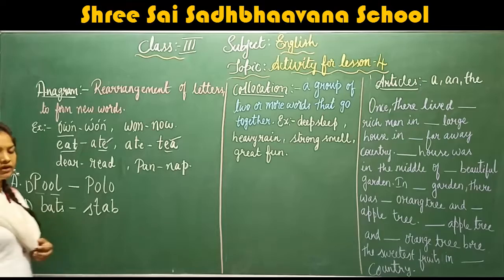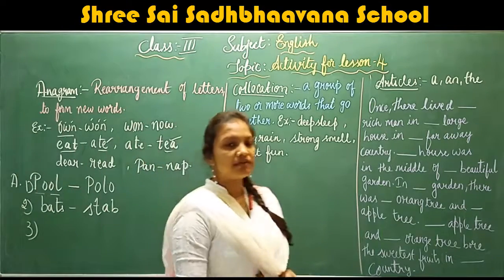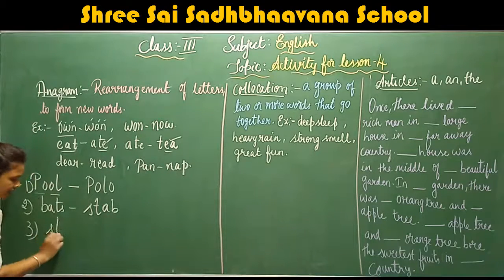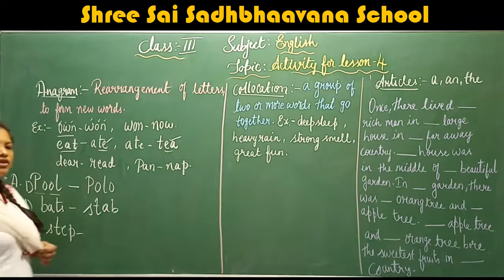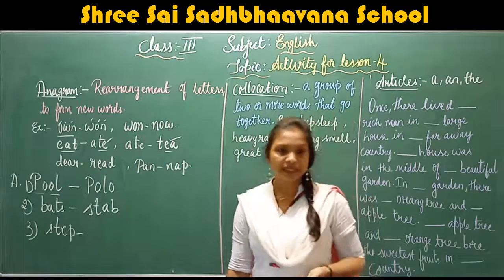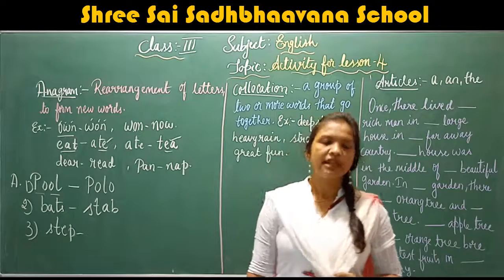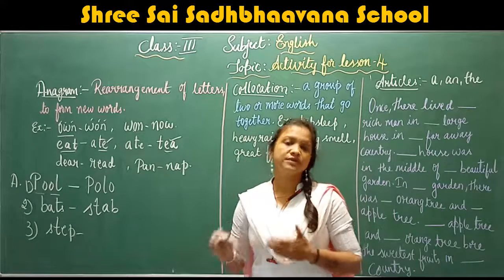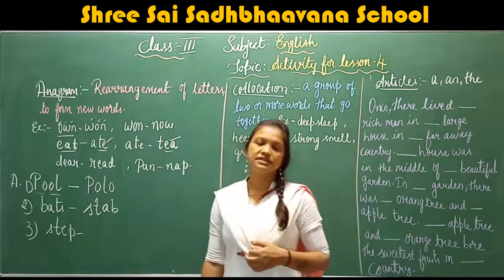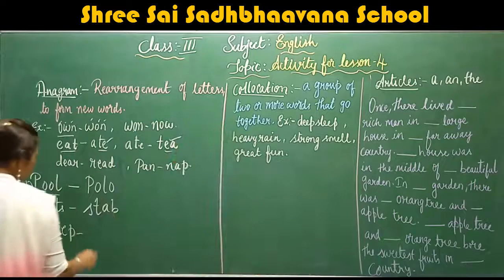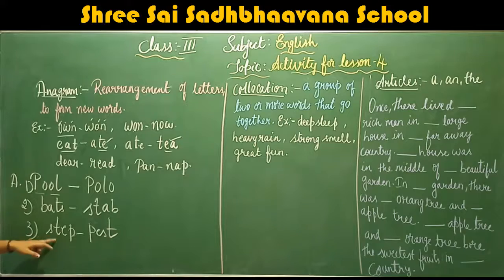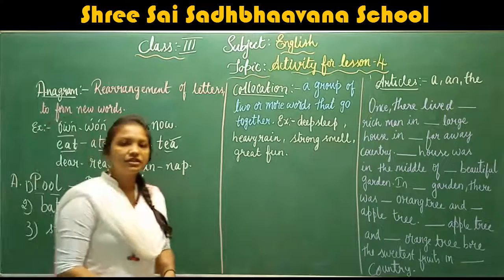Yes. Now next, third one. What is the third word they have given? They have given step, S-T-E-P. What are the options they have given, children? That is H-A-T-S, hats, P-E-S-T, pest, S-T-E-M, stem, and R-E-S-T, rest. Which is the correct option for step? That is P-E-S-T, pest. Did you understand, children?